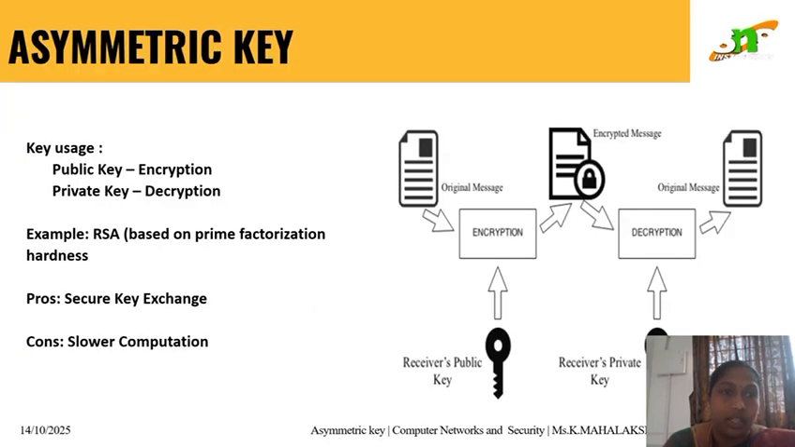The next one is asymmetric key. Asymmetric key uses the same process: the plain text is encrypted to ciphertext, and the ciphertext is decrypted to the original message. This time we are using two different keys: one is the public key, another one is the private key. The encryption uses the public key and the decryption uses the private key. The best example of asymmetric is RSA.